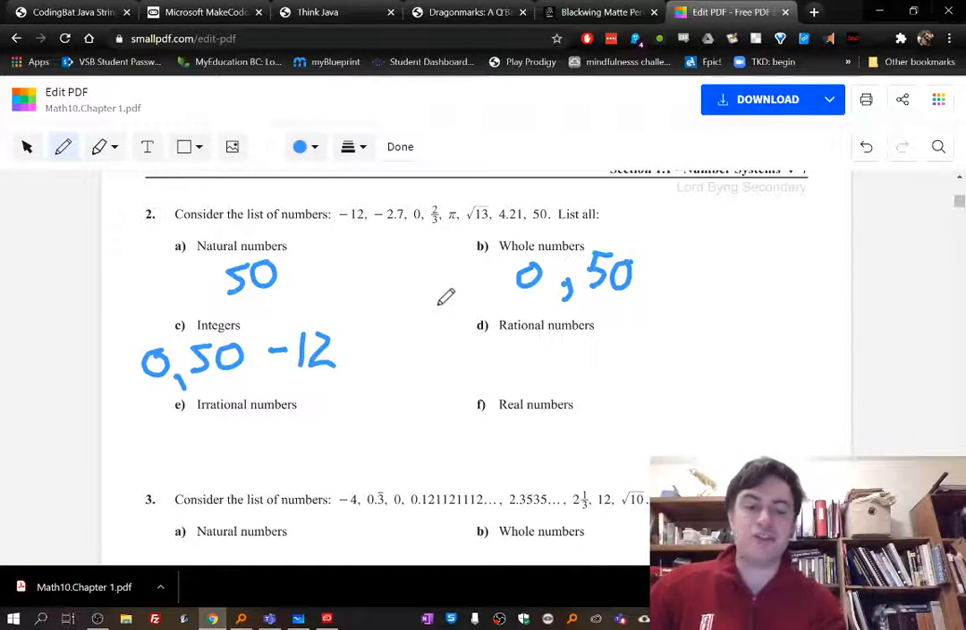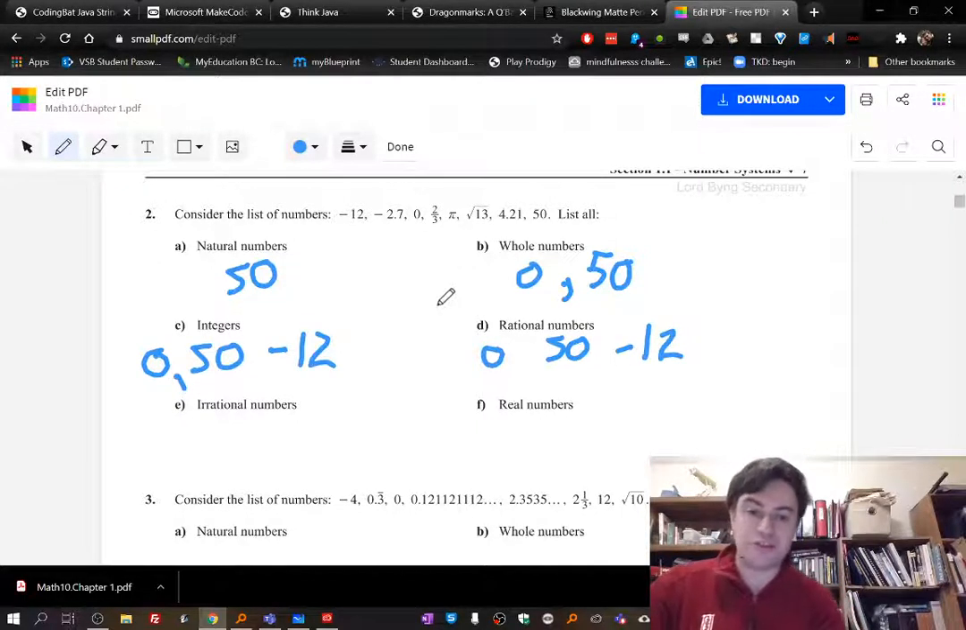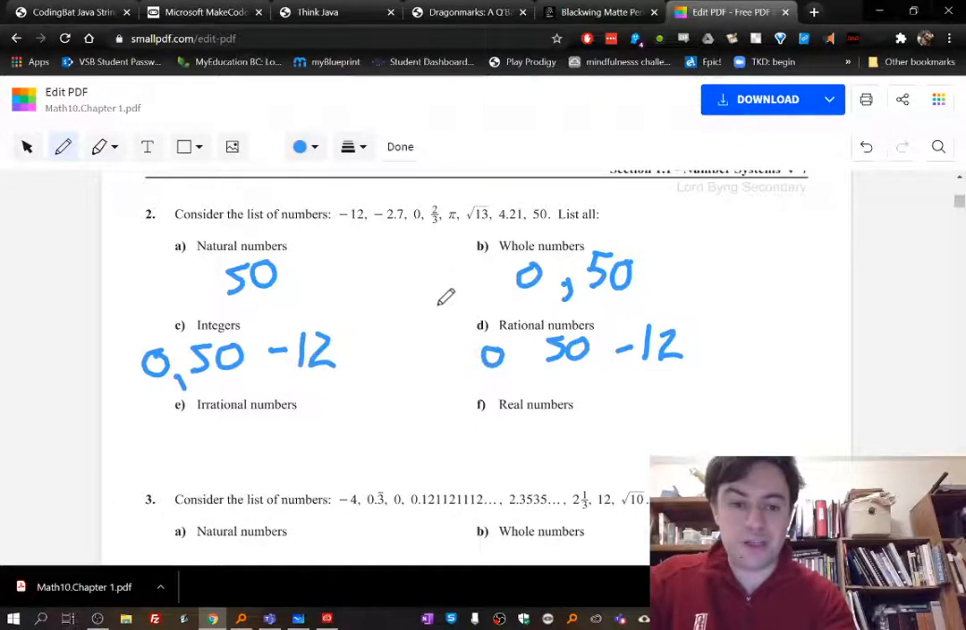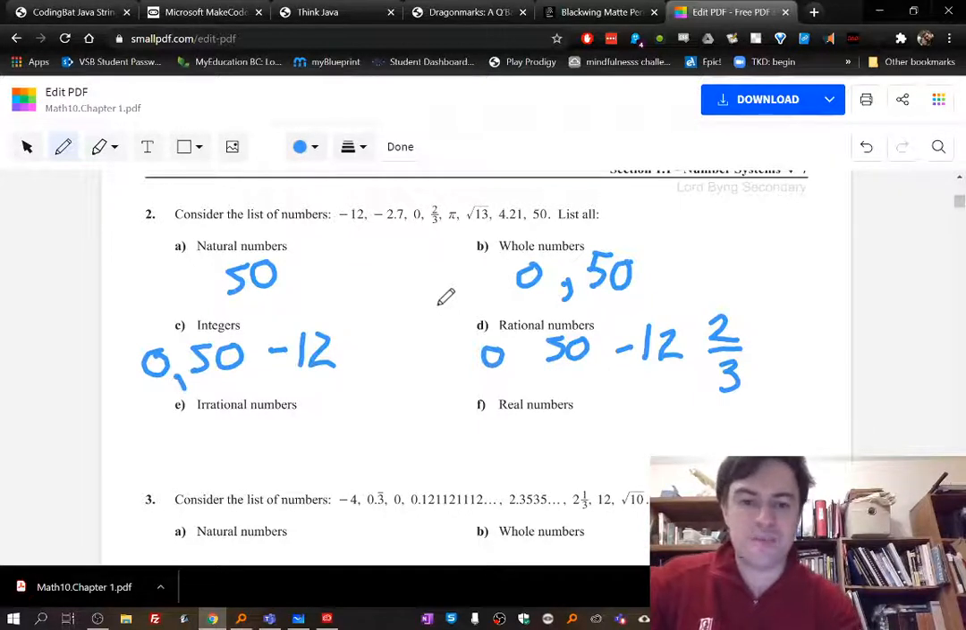So how about rational numbers? Rational numbers are going to be all the integers. So 0, 50, and negative 12. And then are there any fractions in here? Yes, there's 2 over 3. And how about some kind of decimal number that doesn't repeat over and over again? Yeah, like negative 2.7 would be another example of a rational number. It's like negative 27 over 10. So negative 2.7 is also an answer.